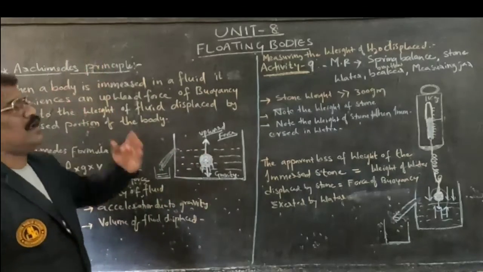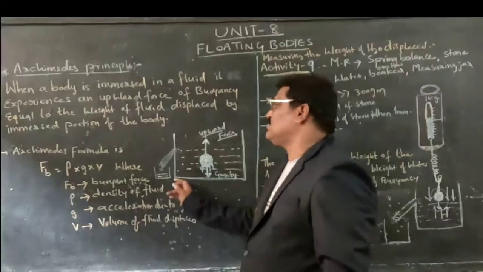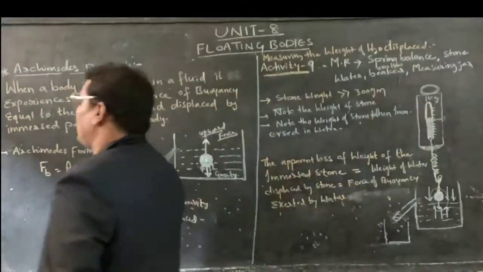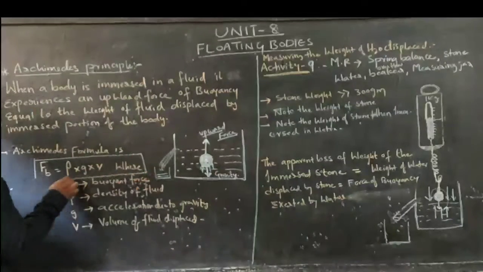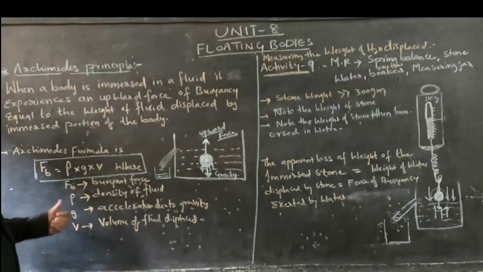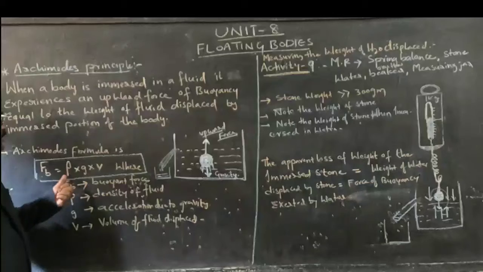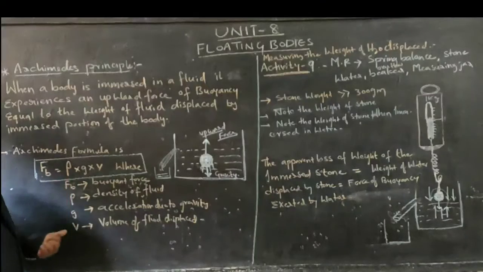That phenomenon is called Archimedes principle. This principle is based upon one force, the force of buoyancy, which is equal to rho into g into V. Here F_b is the buoyancy force, and rho is called what?